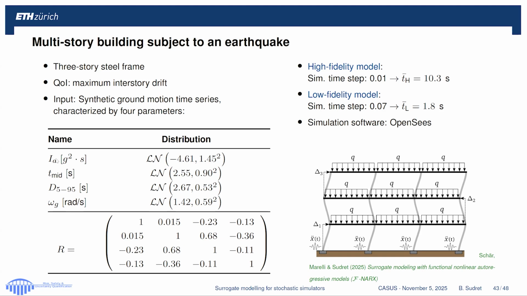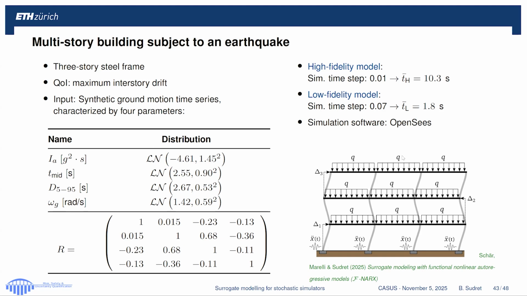So IA here is called Arias intensity. That's more or less the total energy of a given earthquake over, let's say, a minute. T mid here is basically the time where you have the peak oscillations. D something here is basically the duration, and omega is the main frequency. Of course, it's non-stationary and complex, but let's say the main frequency. So these are physical parameters that make sense, but out of them, you can generate millions of different earthquakes.